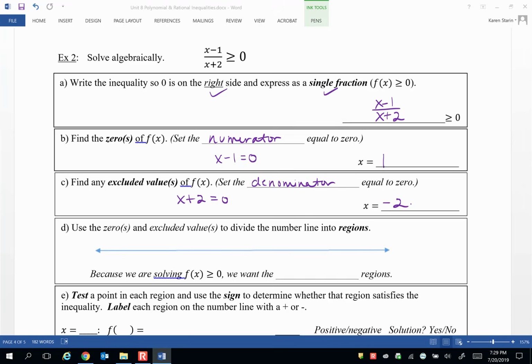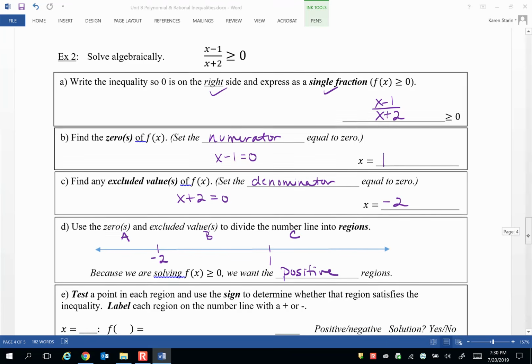Now we're going to use the zeros and the excluded values to divide the number line into regions. Remember, this number line represents the x-axis. So let's say here's about -2, and then maybe here's +1. So we have two values, and we have 3 partitions: a section A, a section B, and a section C. Now we need to choose test points in each of these sections to test whether they're positive or negative. And since this is greater than or equal to 0, we want the positive regions.